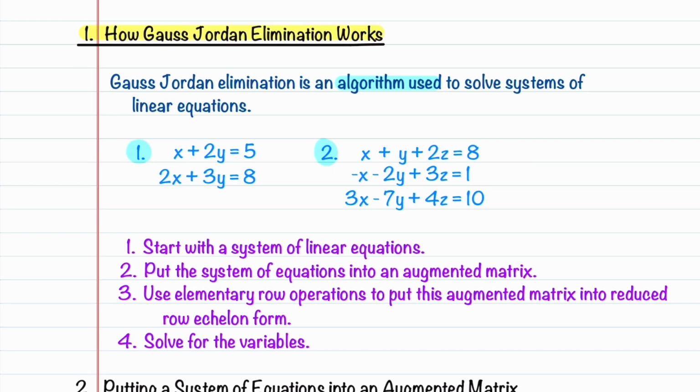When you perform Gauss-Jordan elimination, you start with a system of linear equations, such as the two listed here. You then put the system of equations into an augmented matrix. We'll go over what that is here in a minute. You then use elementary row operations, which we'll go over, to put this augmented matrix into a matrix in reduced row-echelon form. I'll show you exactly what that looks like. And then the last step is to just solve for the variables.